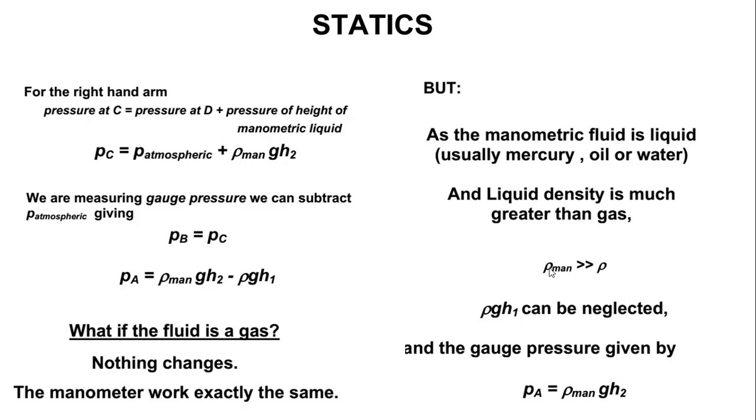Then in this case, we can say that the density of the manometric fluid is far greater than the density of the fluid that we are looking at, which is the gas. So at the end of the day, we can neglect rho G H1. So what will happen now is pressure at A will simply be equal to the manometric density multiplied by G multiplied by H2.